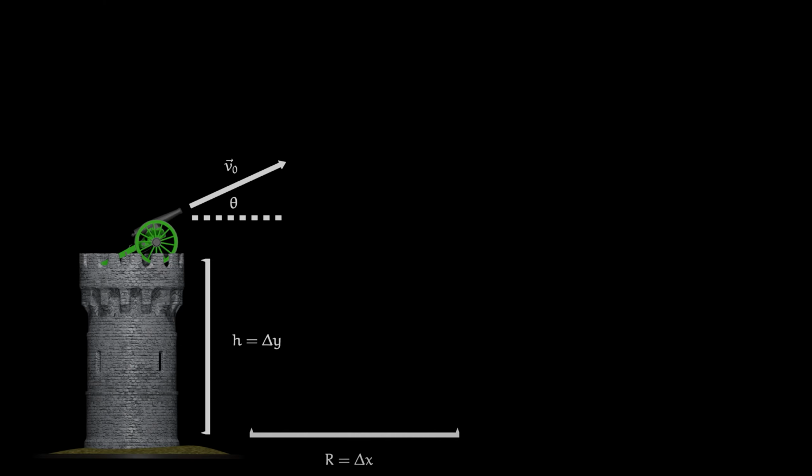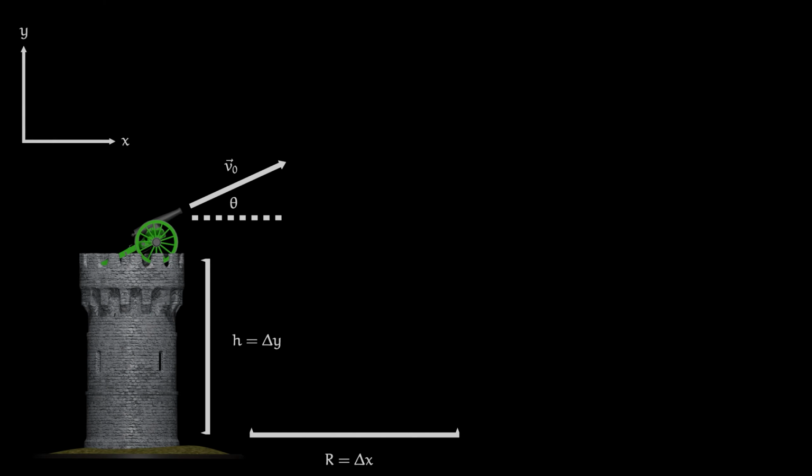Here we have a cannon elevated some height, delta y, above a flat plane. The cannon is shooting at an angle theta above the x-axis with an initial velocity of v0. The projectile will land at some distance, its firing range r, or delta x, downrange. We label our Cartesian coordinate system with x and y axes.